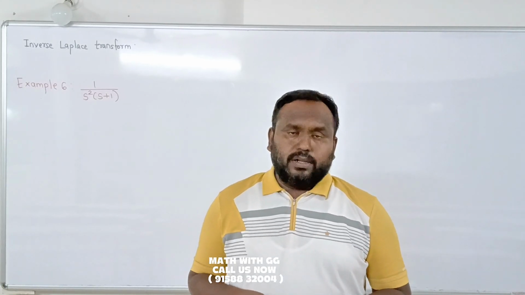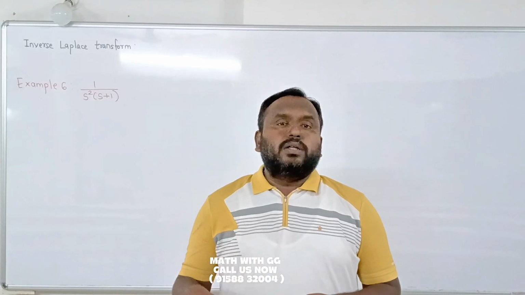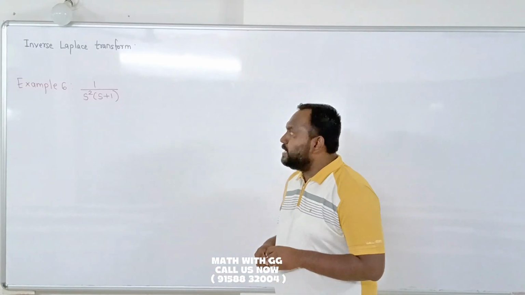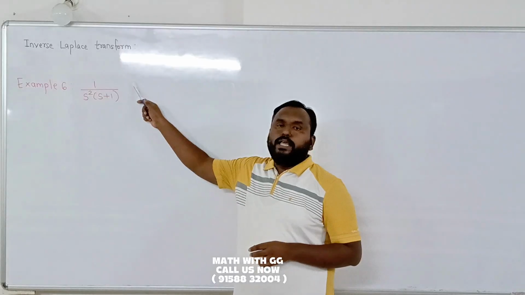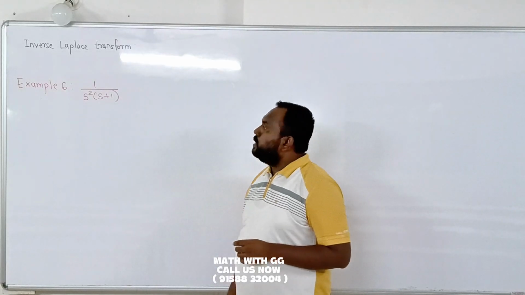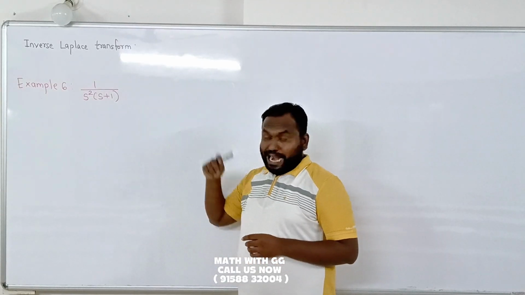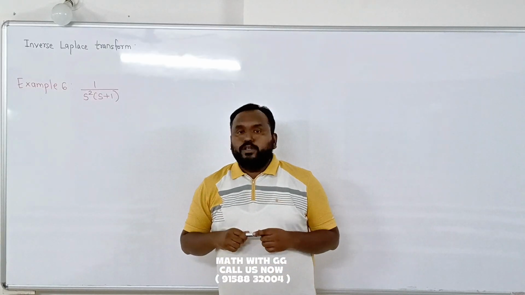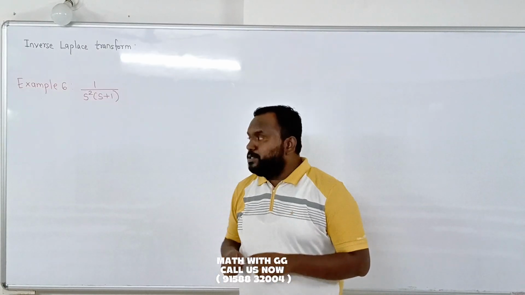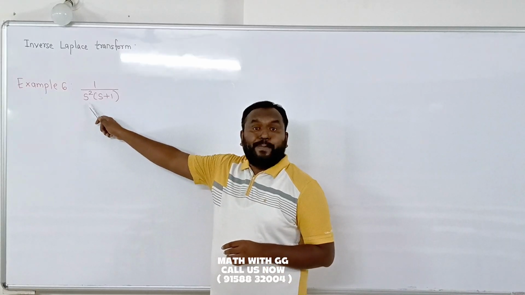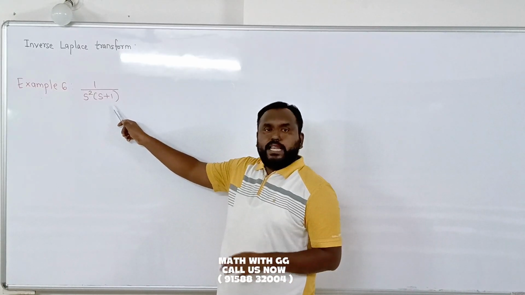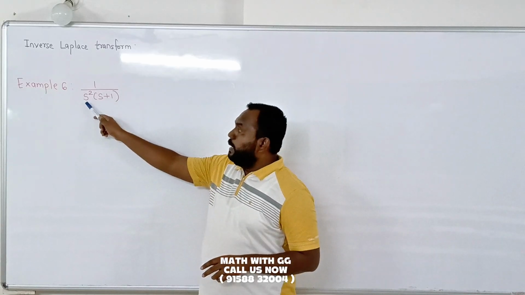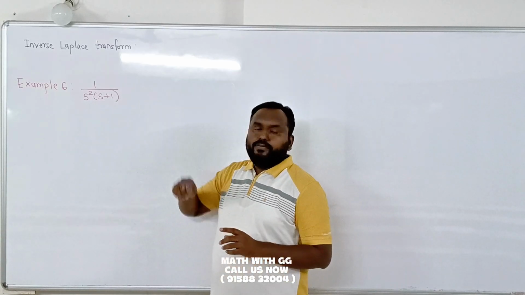In this example, we will study how we can find the inverse Laplace transform if the factors are repeated. Now, if you look at the degree of the numerator, it is 0, the degree of the denominator is 3, and the factors are real, therefore we can use the partial fraction method. If you observe the first factor, it is s square, so it is repeated, and s plus 1 is a linear factor which is non-repeated. So this is a combined case of repeated and non-repeated factors.